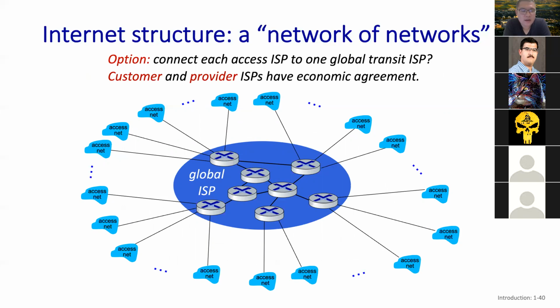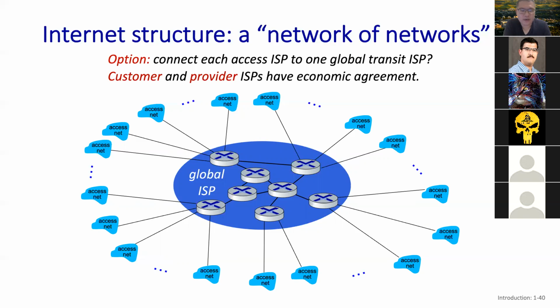So an option is that we can connect each access ISP to one global transit ISP. Okay, the customer and provider ISP have an economic agreement. So we have some global ISP here, right? And each access net can be connected to the global ISP, right? That means we have some centralized point, and those points can be used as an intermediate point to connect the different access nets, right?